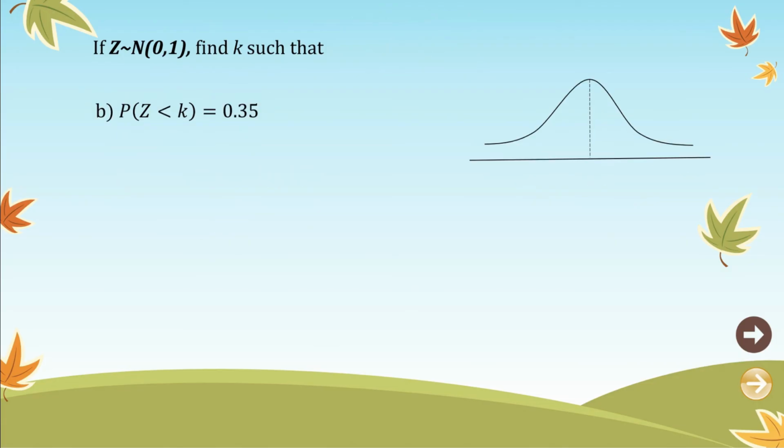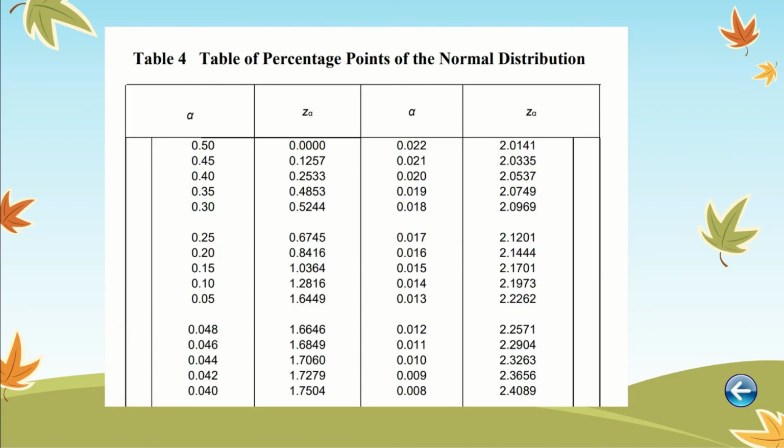For B, we want to find Pz less than K when it is equals to 0.35. So for this one, the symbol is less than. It means that the area shaded will be on the left side and the value is 0.35. So this is the area for 0.35. Now we can read 0.35 from the table. For this one, we will refer to table 4.